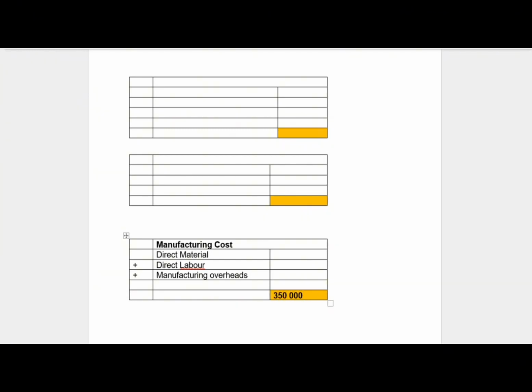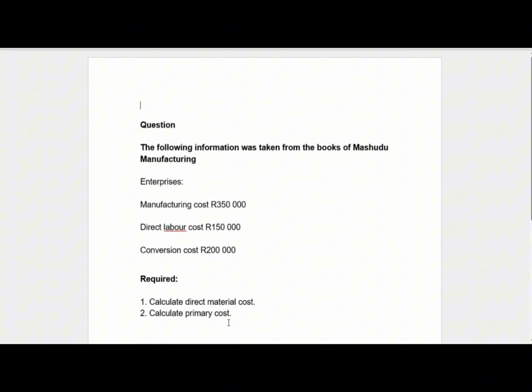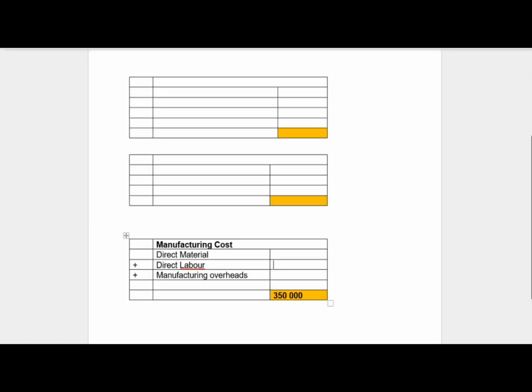For manufacturing overheads. And also we have to calculate what? We have to calculate direct material. Remember, we have to calculate our primary cost. All right, so it means, remember, direct labor is given, right? Let's go and check in our question how much is our direct labor. Our direct labor is 150,000, all right? So 150,000 right there. Okay, right, no problem. And then we are not given direct material. We are not given manufacturing overheads, but we are given conversion costs.